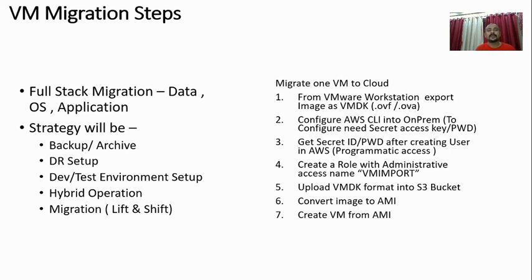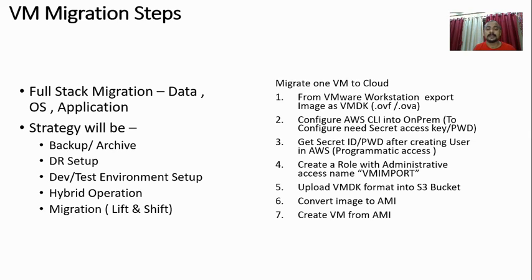First, in your VMware Workstation, which is your on-premises VMware, you can export the image in VMDK format, which is .ovf or .ova format. You install the AWS command line interface, download it from Google into your on-premises. You create one role or one user ID, user name, with programmatic access into AWS. With that programmatic access, you can configure your AWS account on your on-premises, which means from your on-premises, you can access that cloud because you have that user created in the cloud.